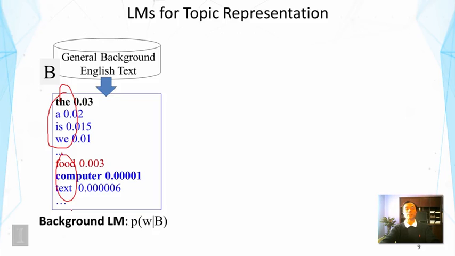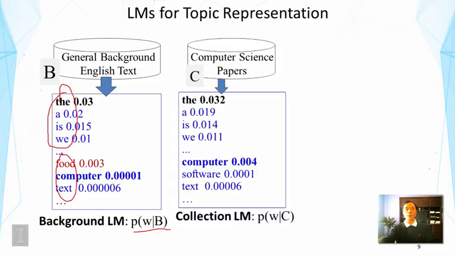It represents the frequency of words in English in general. Right? This is the background model. Now let's look at another text. Maybe this time we'll look at the computer science research papers. So we have a collection of computer science research papers. We do estimation again. We can just use the maximum likelihood estimator, where we simply normalize the frequencies.